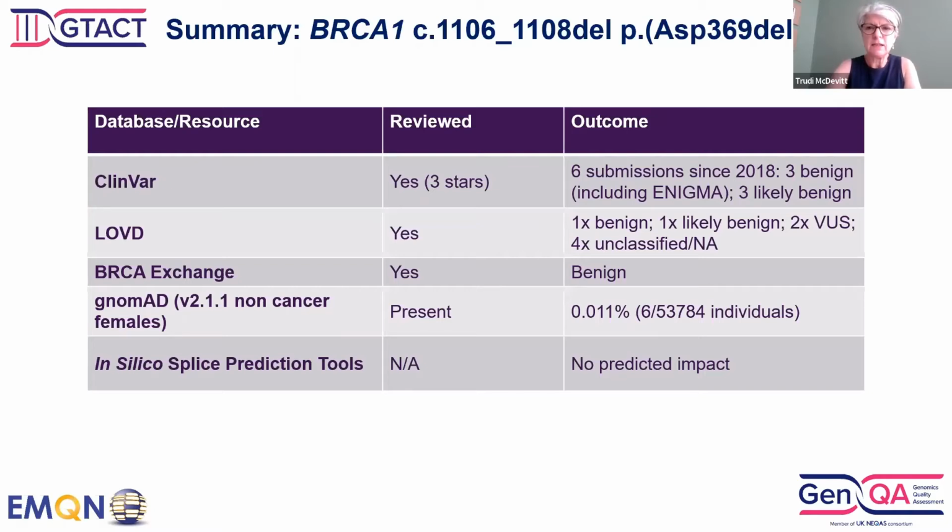On LOVD, there's a mix of classifications. BRCA Exchange, which is the ENIGMA data, classified it as benign. On gnomAD, there are 6 individuals in the cohort of greater than 50,000 on the non-cancer females database, giving a frequency of 0.0112%, which is higher than is allowed for PM2. In silico prediction tools for splicing, there's no predicted impact on splicing. So next slide, please.